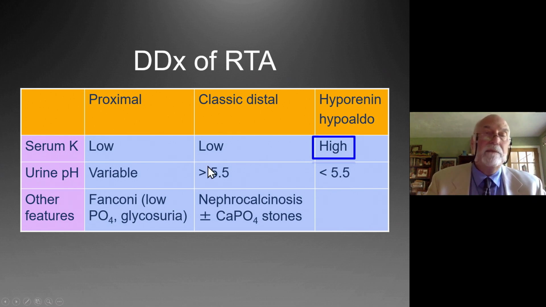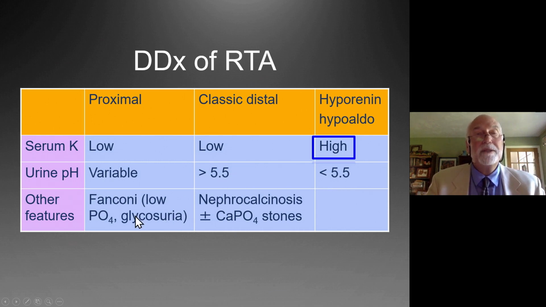The urine pH depends. This will depend upon how much bicarbonate is being spilled into the urine as to whether it gets above 5.5 or not. The classic distal is almost always inappropriately elevated, whereas with the hyporenin hypoaldo, it's typically an appropriately low urine pH.